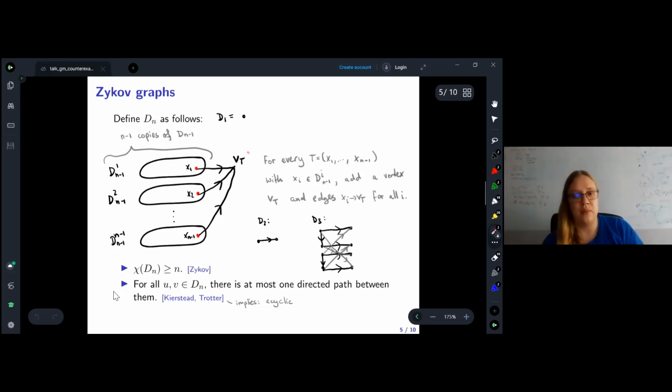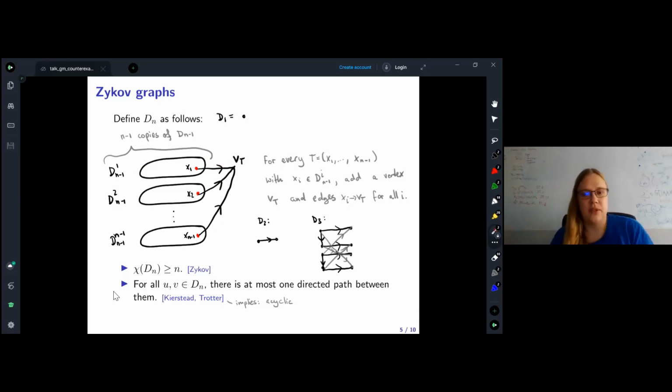And therefore, the number of vertices of the form VT I add is, well, the number of transversals. So it's the number of vertices in Dn-1 to the power n-1. So D1 is this, as we said. For D2, I just put one copy of D1, and then there's one transversal, so I get one new vertex.